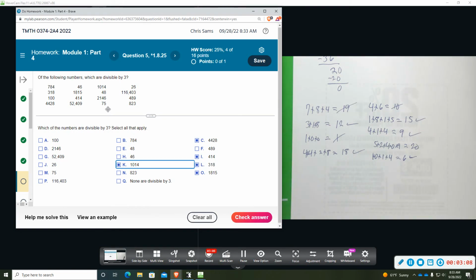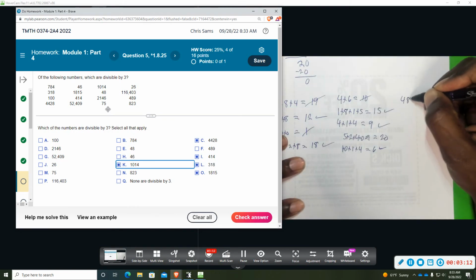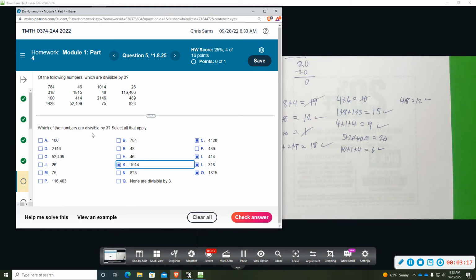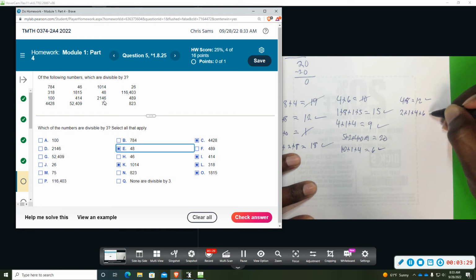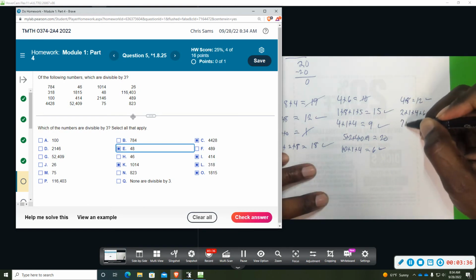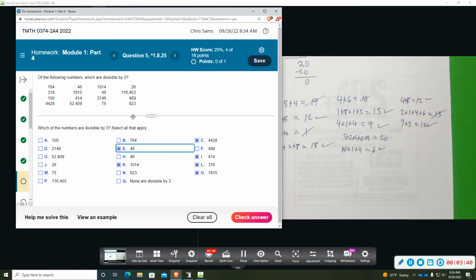48, that gives us 12. 12 is divisible by 3, so 48 is as well. 21, 46. 10, 13. 13 is not. All right, the next number is 75. That gives you 12. 12 is divisible by 3, so 75 is divisible.